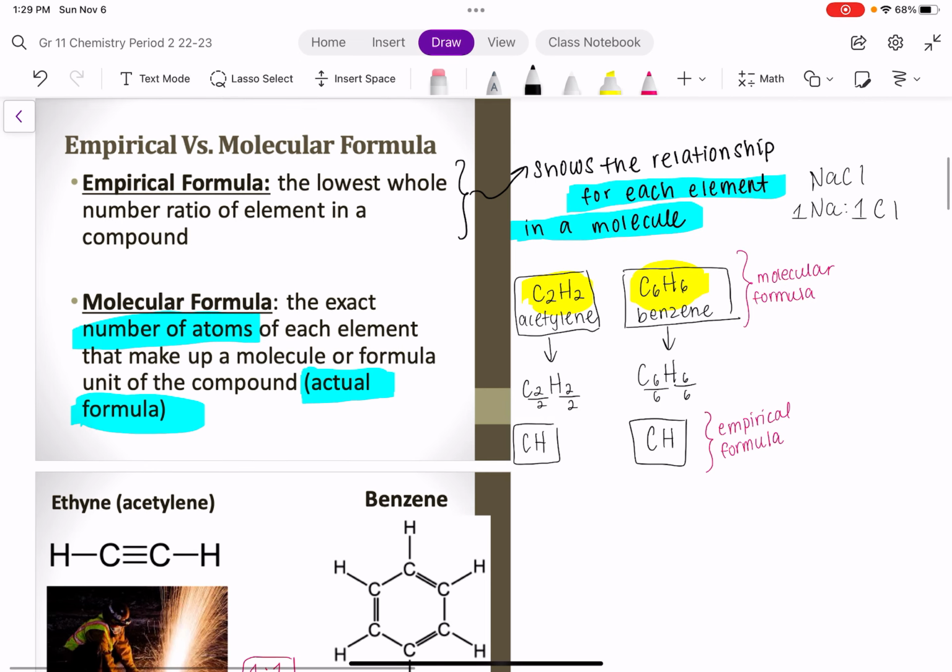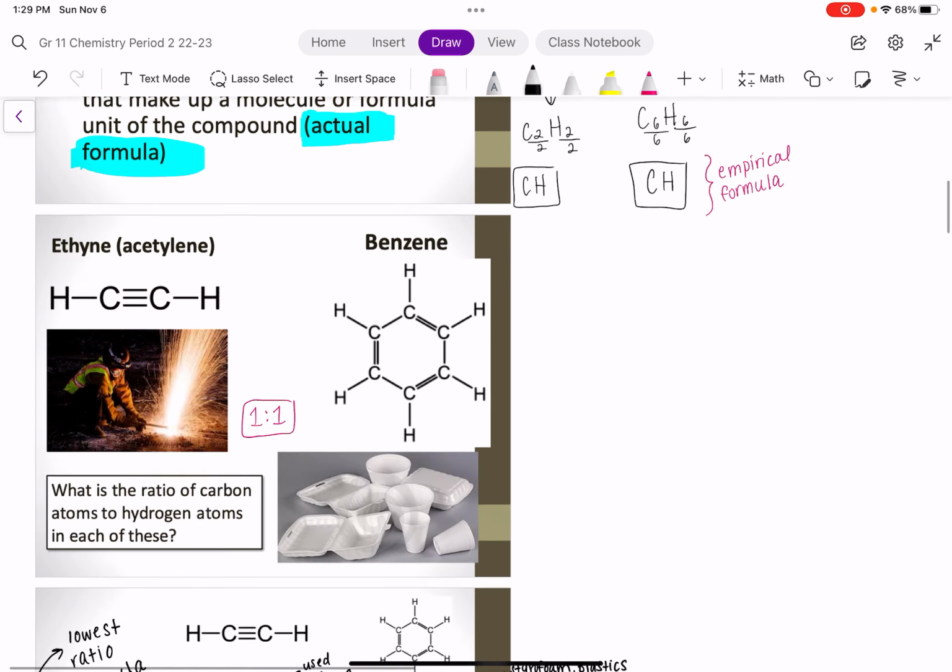However, acetylene and benzene have the same empirical formula. We can reduce the ratio for acetylene from C2H2 into CH by dividing all of the subscripts by 2. Same thing for benzene. We can reduce C6H6 by dividing the subscripts by 6, and that will give us CH. So acetylene and benzene have the same empirical formula.